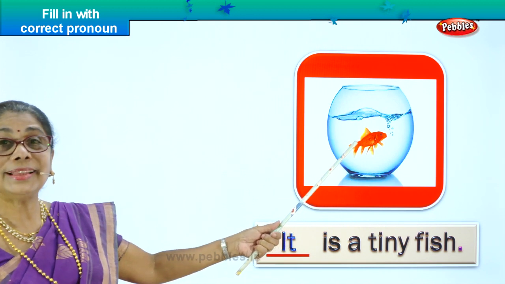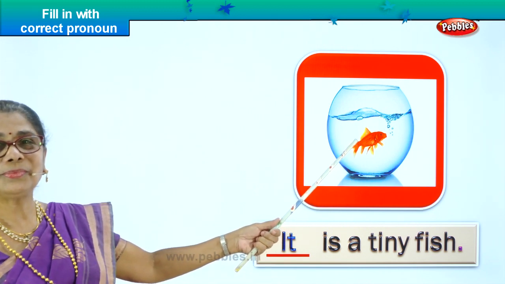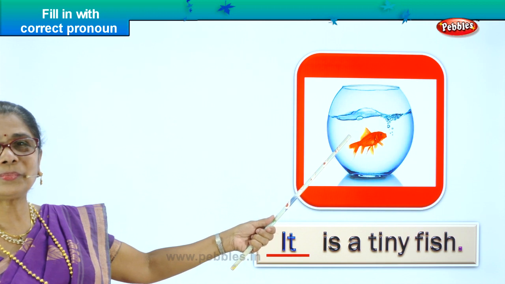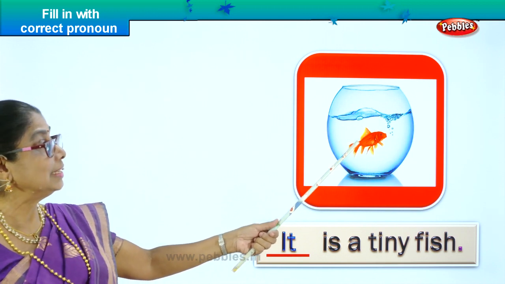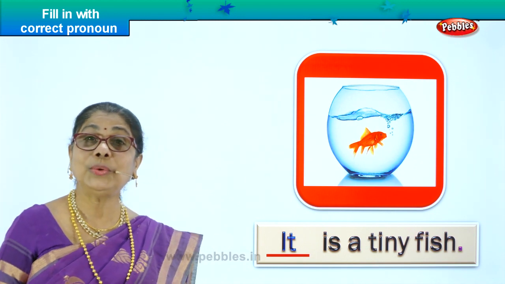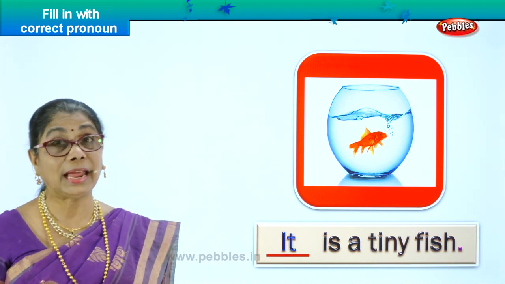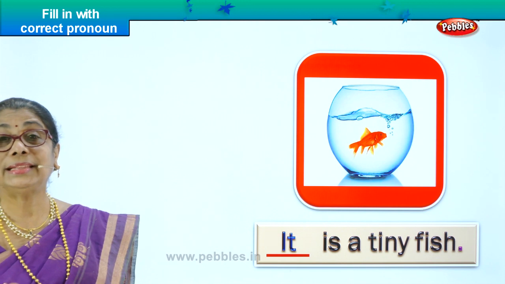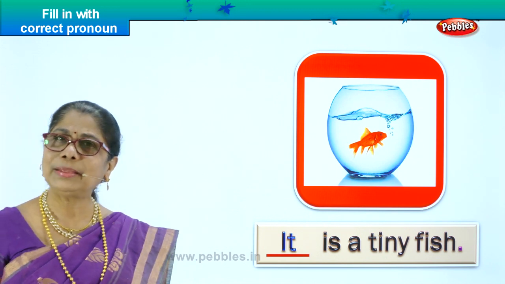And where is the fish? In the water. Very good. The fish is swimming all about. It is a tiny fish. So, are you enjoying filling in the correct pronoun in the sentence? Shall we look at another picture?